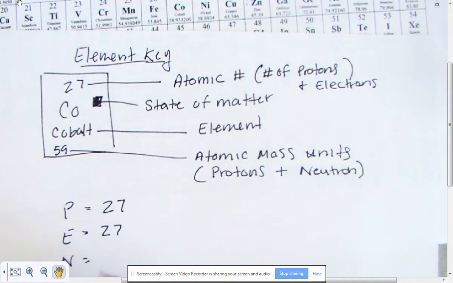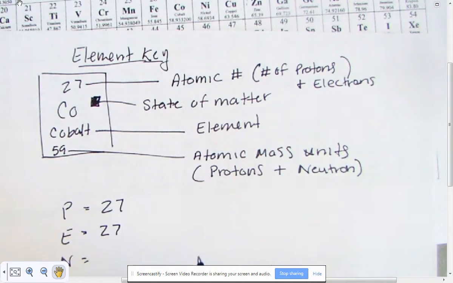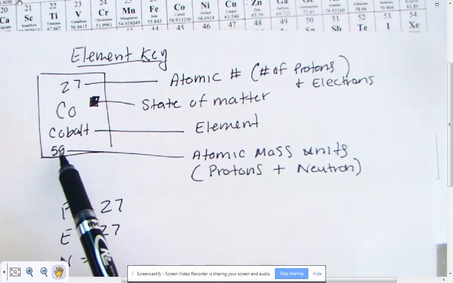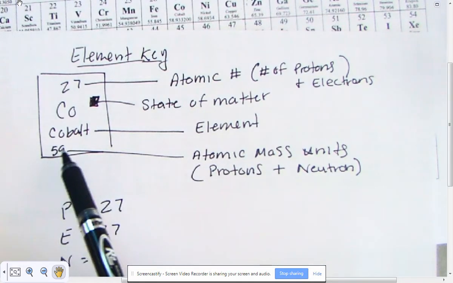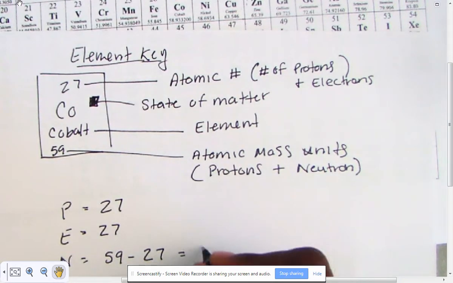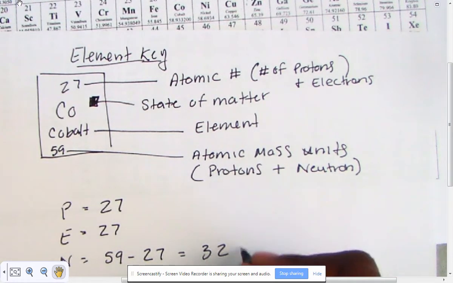59 minus 27. Why? Yeah, so the atomic mass number is protons plus neutrons. So the element key gives you the number of protons. It gives you the number total. You just take the total number, the mass units, and subtract the atomic number. So we get 59 minus 27, and then we get 32 neutrons.